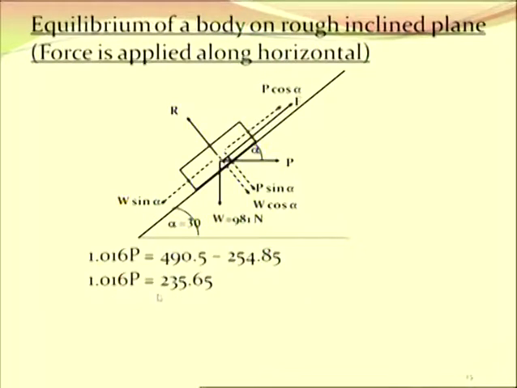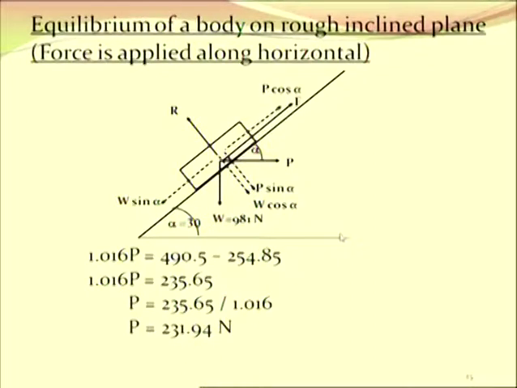Simplifying this, we get 1.016P equals 235.65. Further simplifying, P is equal to 235.65 divided by 1.016. That comes out as P is equal to 231.94 Newton. So this is a case when friction is acting upwards as well as the force P is also acting upwards. So we can say whatever value of P is obtained here is the minimum. So the minimum value we can get of P is 231.94 Newton.